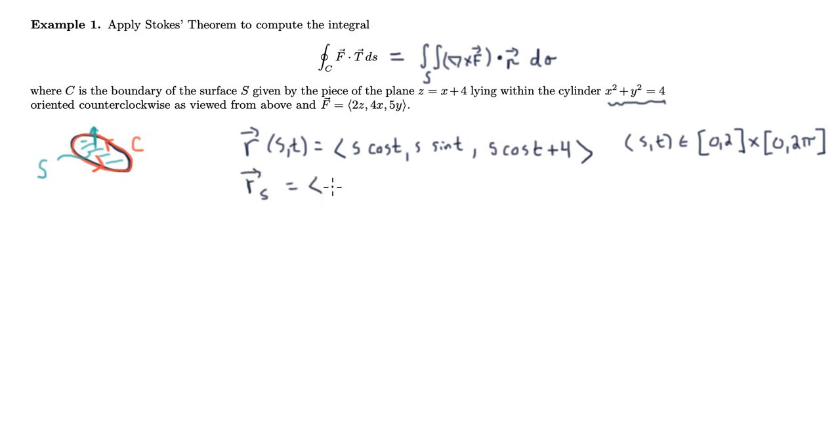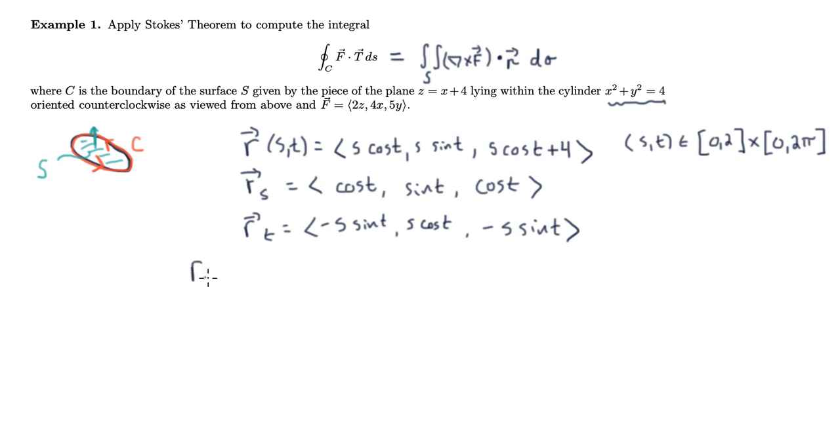So that'll be cosine t, sine t, and then cosine t. Partial with respect to t will be minus s sine t, s cosine t, and then minus s sine t.